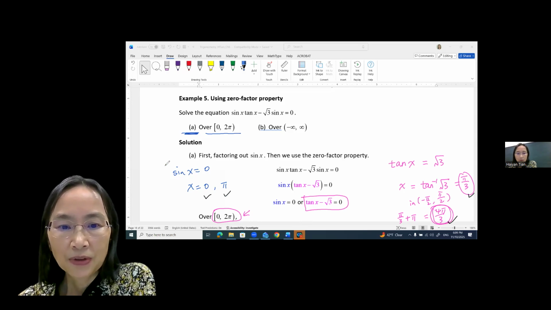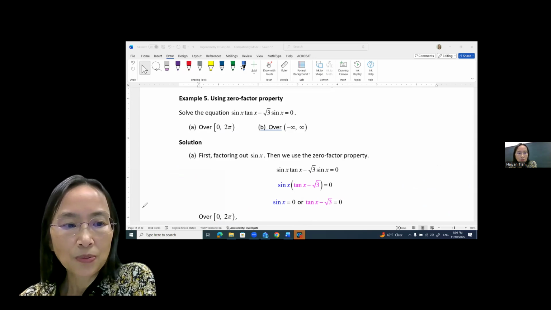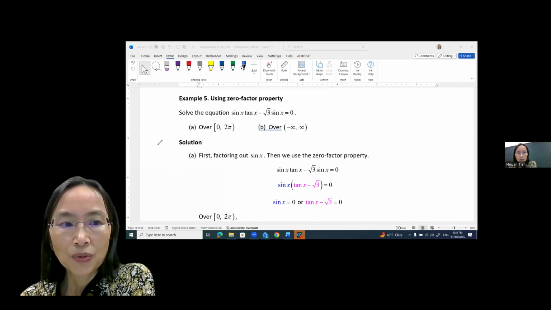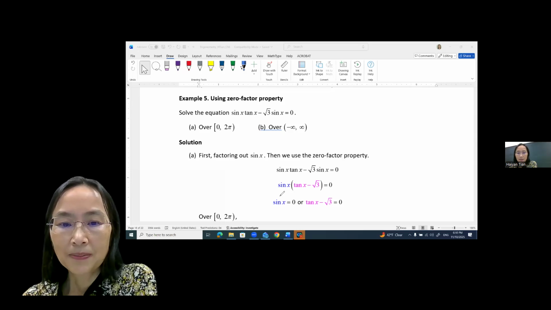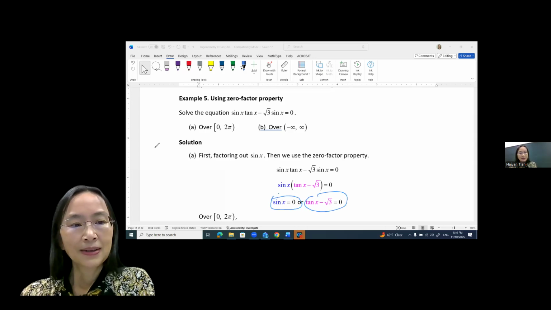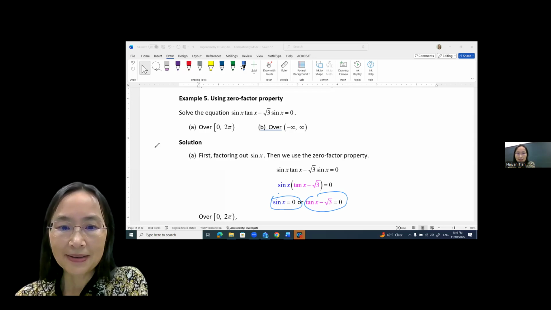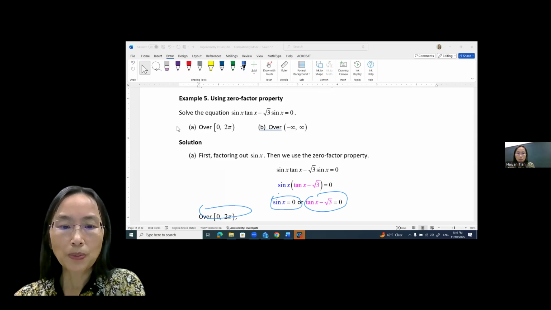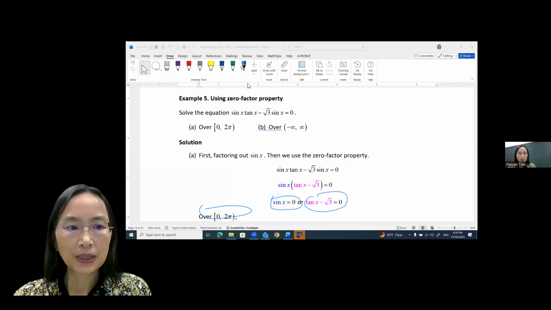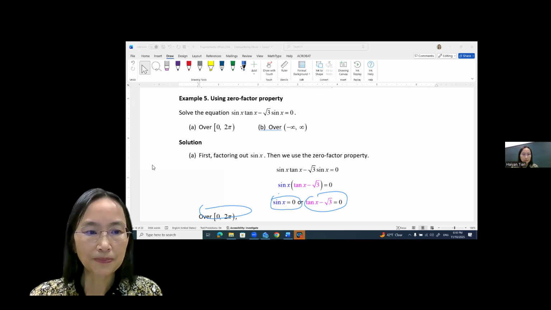So the whole process to answer part A is that by factoring, we solve two equations, right? One equation involves sine x. The other equation involves tangent x. By solving each equation, we can find all solutions over this interval from 0 to 2 pi. So now we can list all solutions.